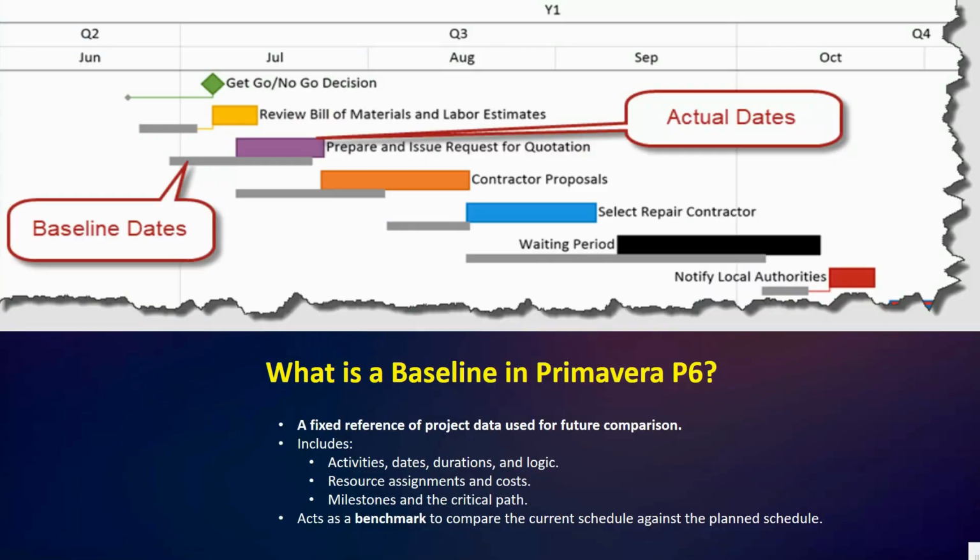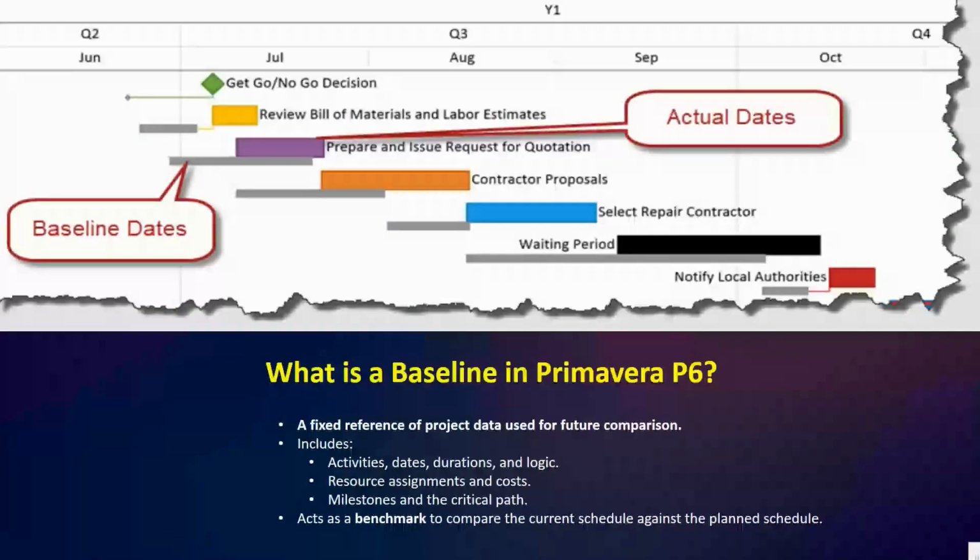Okay, so next we have here what is a baseline in Primavera P6. Okay, so what exactly is a baseline in Primavera P6? In simple terms, a baseline in P6 is a fixed reference copy of your project data that is stored at a specific point in time for future comparison. Okay, so once you set a baseline, Primavera P6 locks that snapshot of your project and preserves it, even if the current schedule changes later.